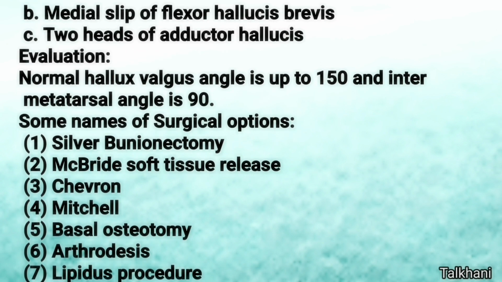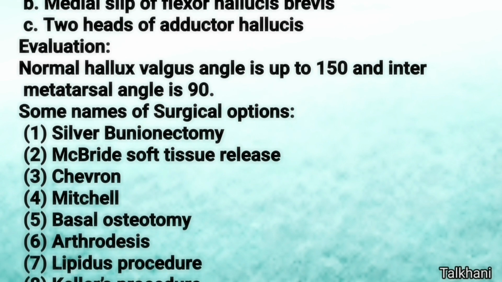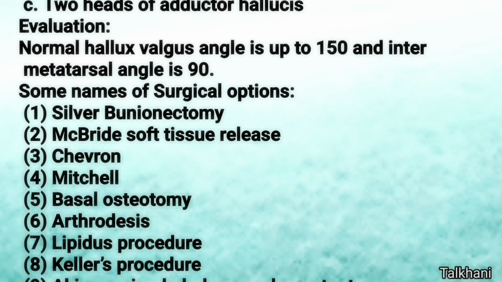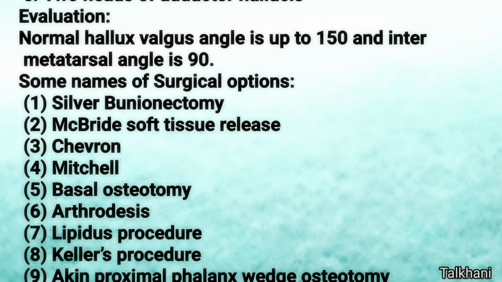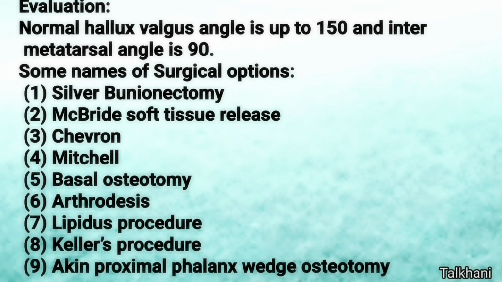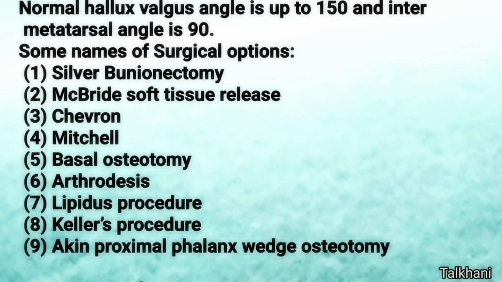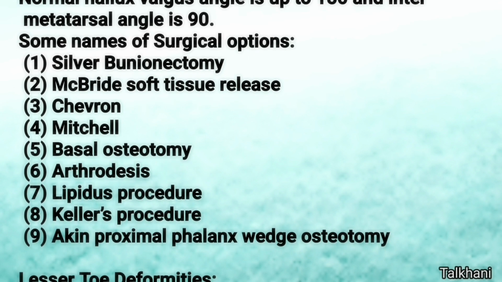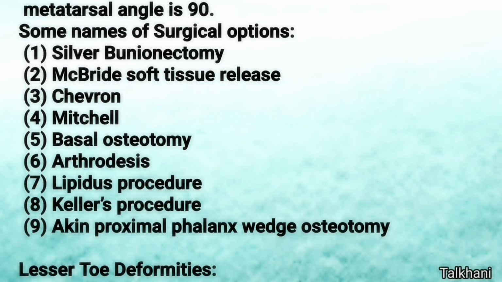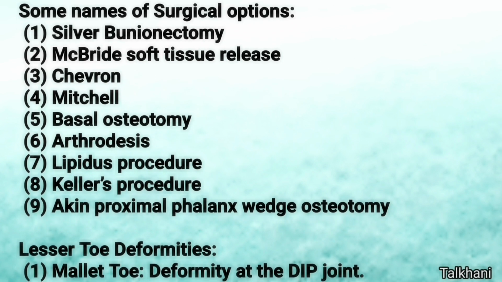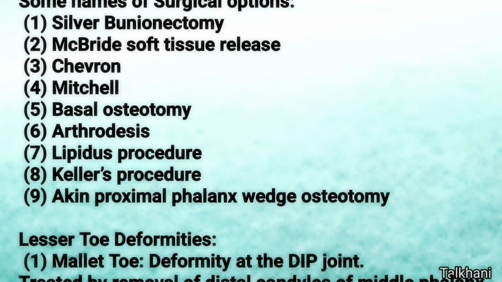Some of the options of hallux valgus surgeries are Silver bunionectomy, McBride soft tissue release, chevron osteotomy, Mitchell osteotomy, basal osteotomy, arthrodesis of first MTP joint, Lapidus procedure, Keller's procedure, and Akin's proximal phalanx wedge osteotomy.